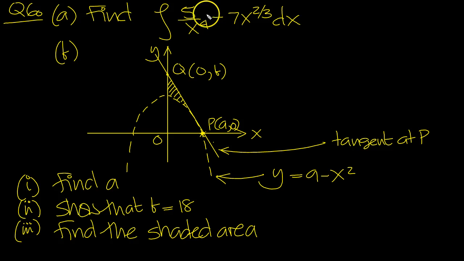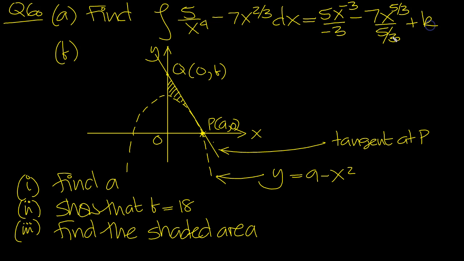So let's have a look at this then. We'll work out this one first. So this is 5x to the minus 4, isn't it? So it would integrate to 5 lots of x raised to the power by 1, divide by that number, minus 7 lots of x raised to the power by 1 up to 5/3, divide by that number, plus the constant of integration. Now let's tidy it up.